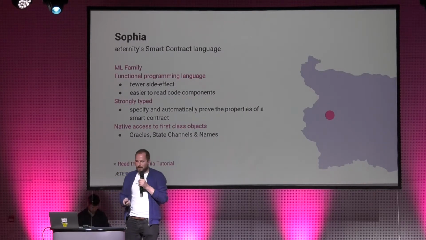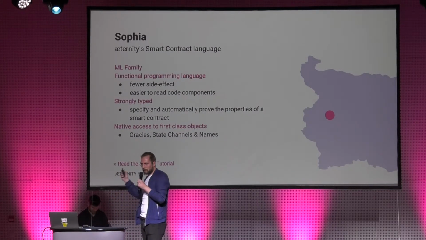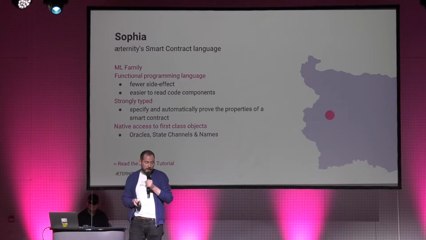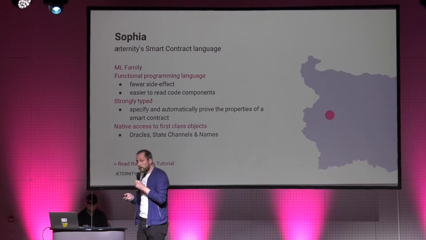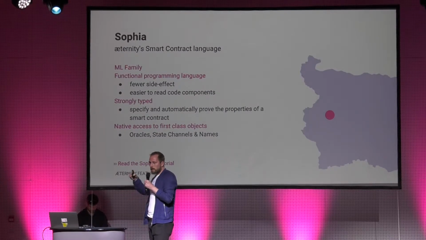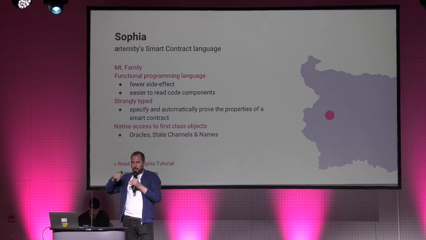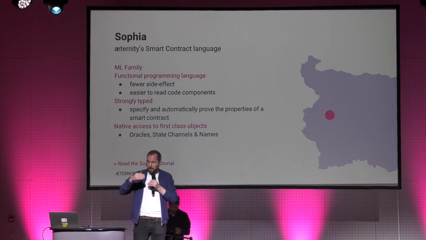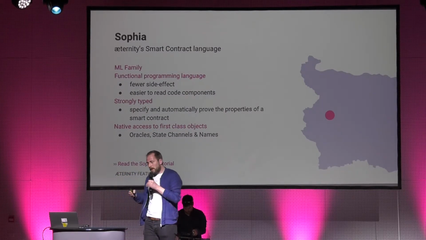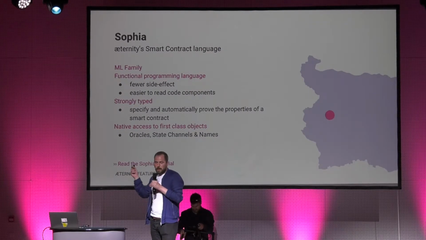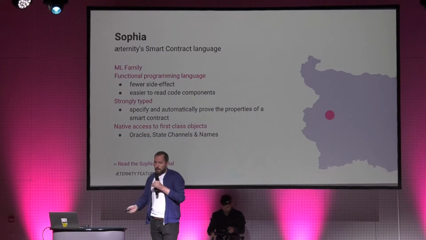What kind of language is this? It belongs to the ML family. It's a functional programming language. We choose the functional paradigm because there are fewer side effects and it's easier to read code components and understand what they do. It is strongly typed, so you can specify and automatically prove that certain properties of your smart contracts really behave in the way it is intended. And it gives you native access to all these features that I named before.